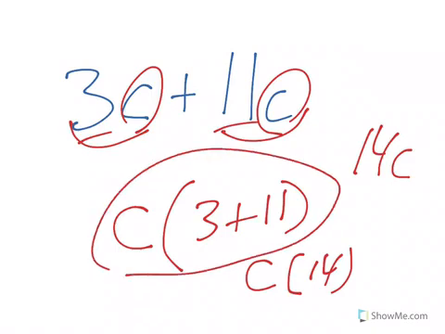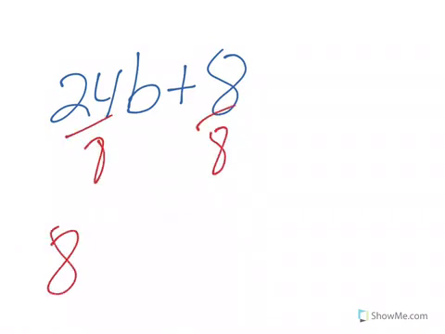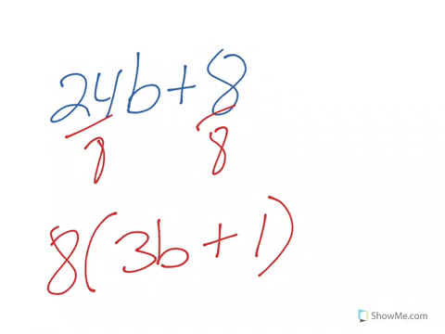This is kind of what we're looking at as far as the factorization goes, though, but I did want to just show you these other two options here. Okay, 24b plus 8. Well, I know that 8 goes into 24 and 8 goes into 8, so that has to be the greatest common factor. So if I divide that by 8, I can put 8 on the outside. 8 goes into 24 3 times, so we have 3b, plus 8 goes into 8 one time. 8 times the sum of 3b and 1.